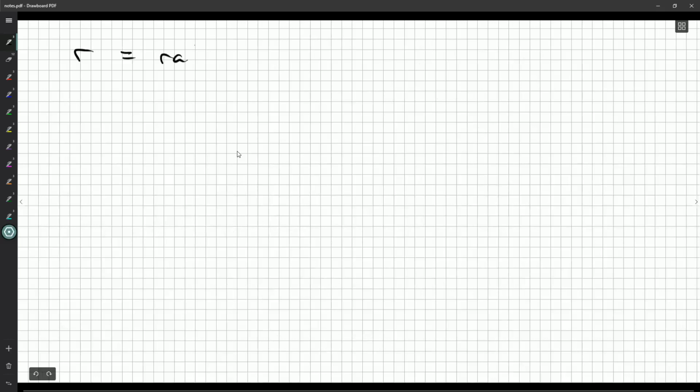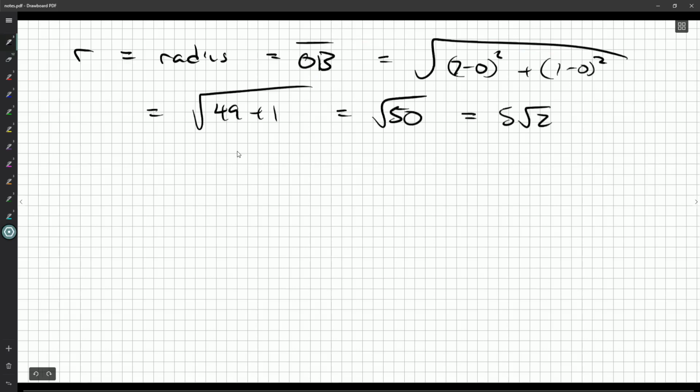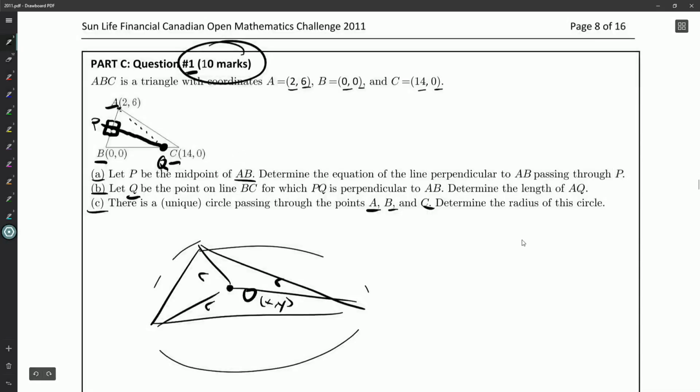r, which is the radius, is the distance from O to any of the points. I'll just do O to B. So 7 minus 0 squared plus 1 minus 0 squared. And so that'll be 49 plus 1, square root of 50. I suppose we could take that as 5 root 2 if we want it in completely simplest looking terms. Root 50 would probably be a fine answer. But I think that's all we need, the radius of the circle.